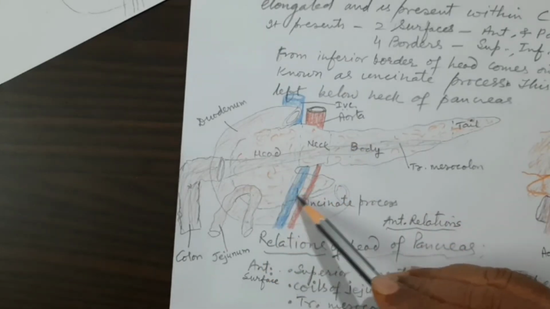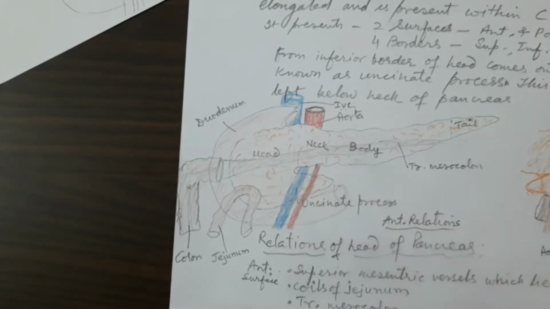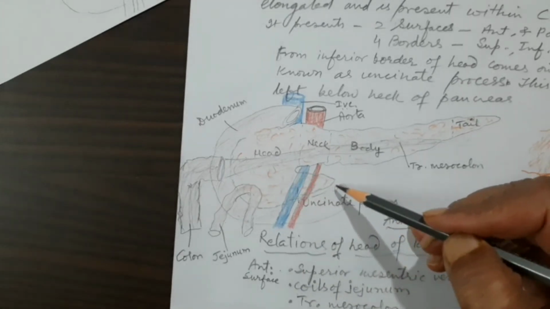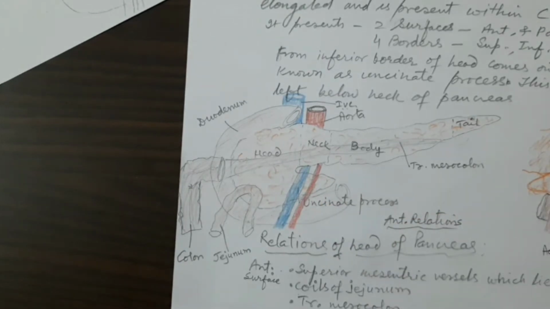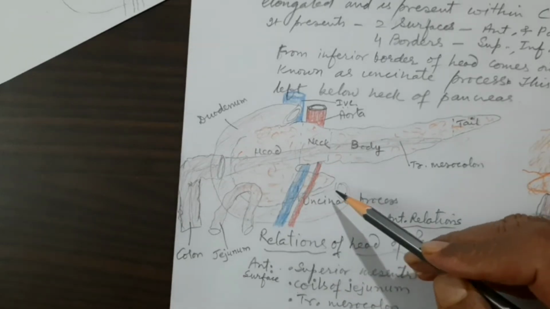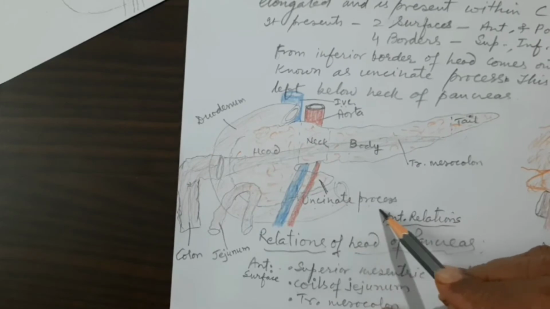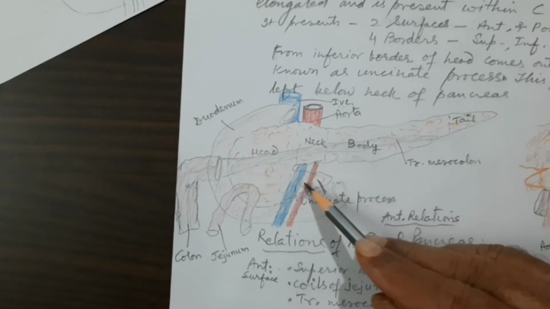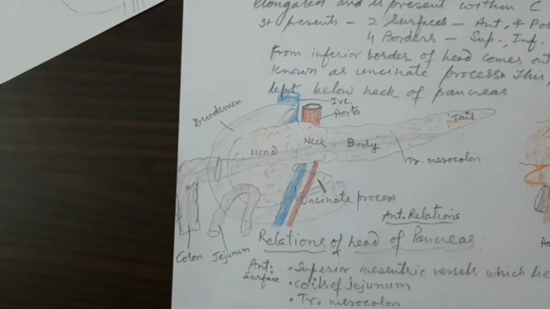Now from the inferior part of the head, as I said, there comes a hook-like projection. From near the inferior border of the head, a small portion of the glandular tissue of the head projects as a hook-like process, which is called the uncinate process. See this? This hook-like structure here is the uncinate process.